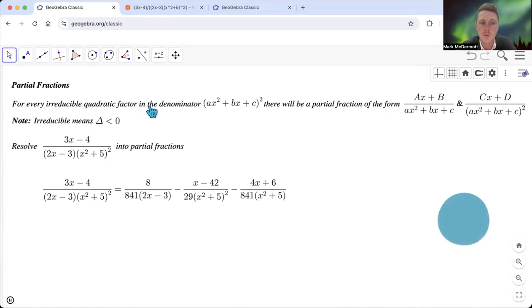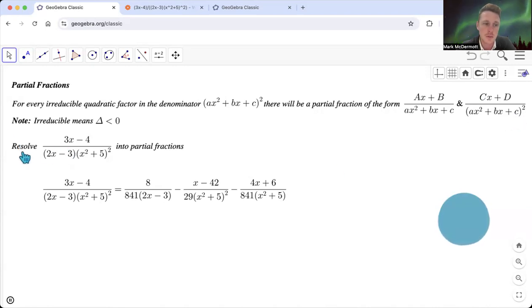It says for every irreducible quadratic factor in the denominator that has this form, (ax squared plus bx plus c) all squared, there will be a partial fraction of the form (ax plus b) over (ax squared plus bx plus c), and (cx plus d) over (ax squared plus bx plus c) all squared.